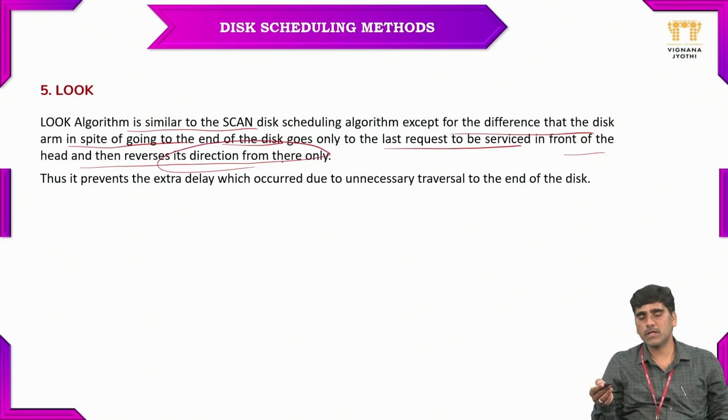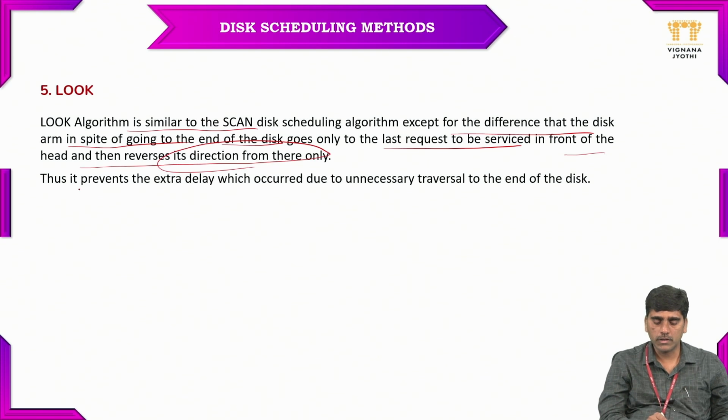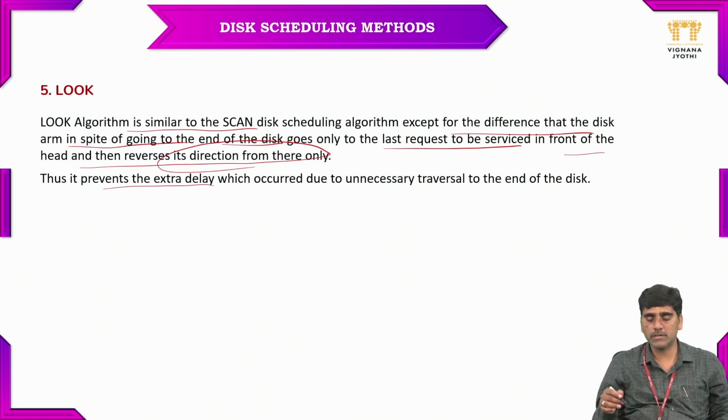In the C-scan algorithm, the service goes up to the end of the disk. But in the look algorithm, it is not up to the end of the disk; the service is for the last request to be serviced. Thus it prevents the extra delay that occurred due to unnecessary traversal to the end of the disk. So this is the look algorithm.